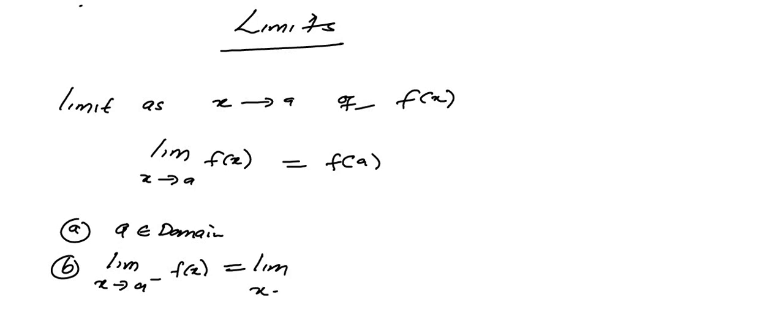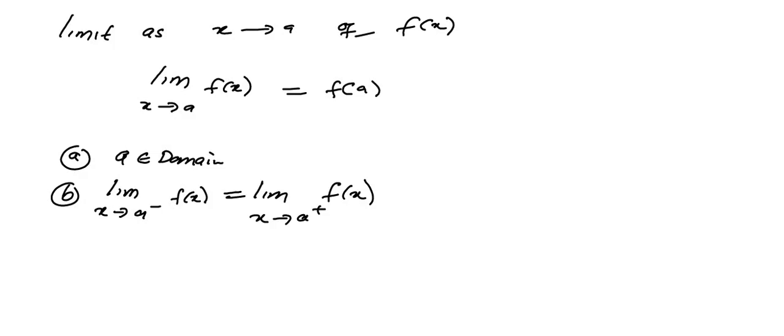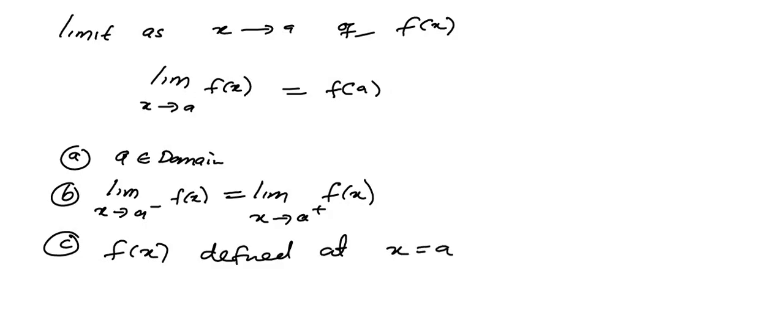So I'll explain this using your question 1 from your tutorial sheet 8, the last 3 questions. Then the last statement is that f of x has to be defined. So f of x should be defined at x is equal to a. That's what we expect.